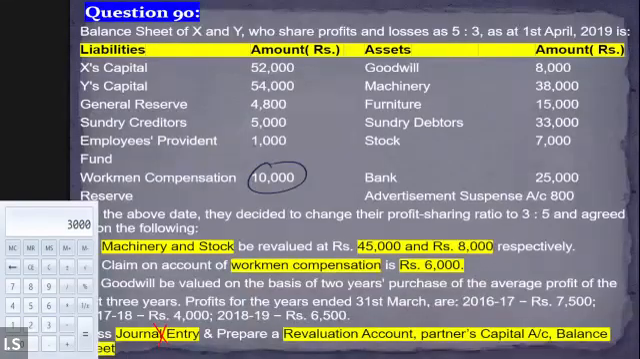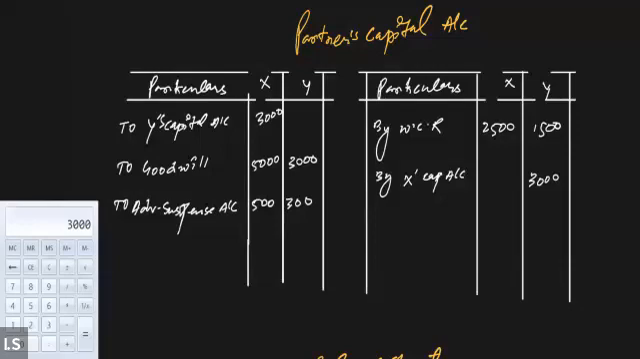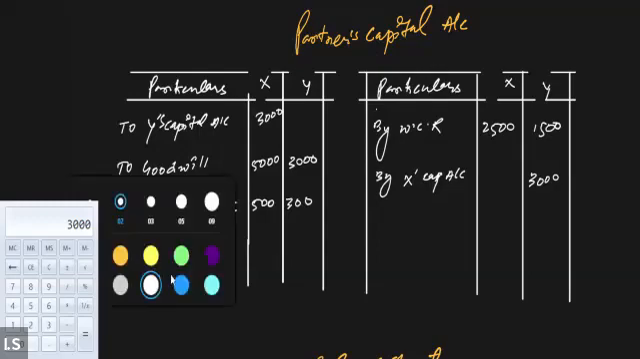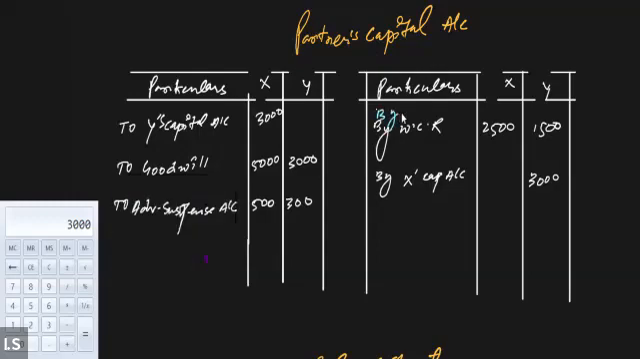Yes, sir. Coming back to the question, we are done with the asset side of the balance sheet. Now we'll move to the liability side. On the liability side, we have X capital account and Y capital account. These are the opening balances, so we'll have to write these values in the balance sheet. X capital was 52 and Y was 54, so by balance b/d 52,000 and 54,000.